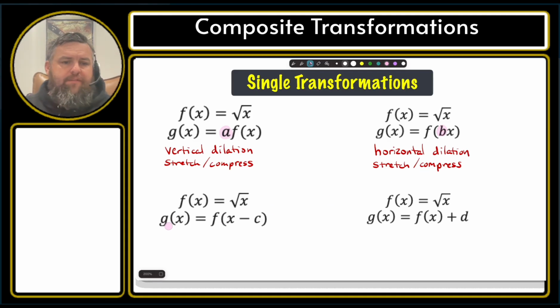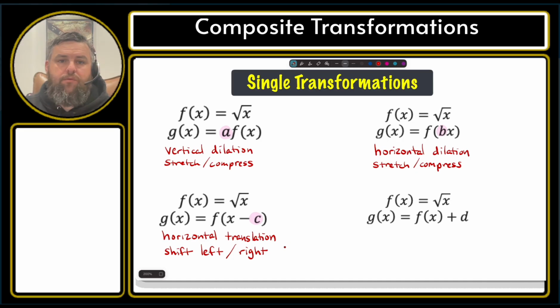In the next one, we have g of x equals f of x minus c. It is a horizontal translation, shifting left or right. Keep in mind, whatever c is, it is doing exactly the opposite. So if it says minus c, we're actually moving to the right. And if it says plus c, we are moving to the left.